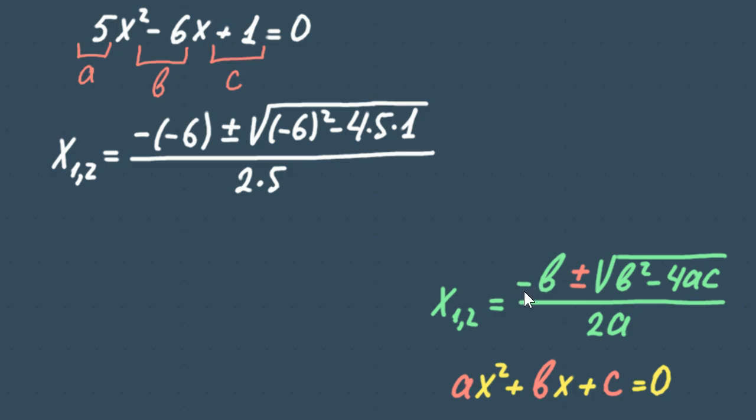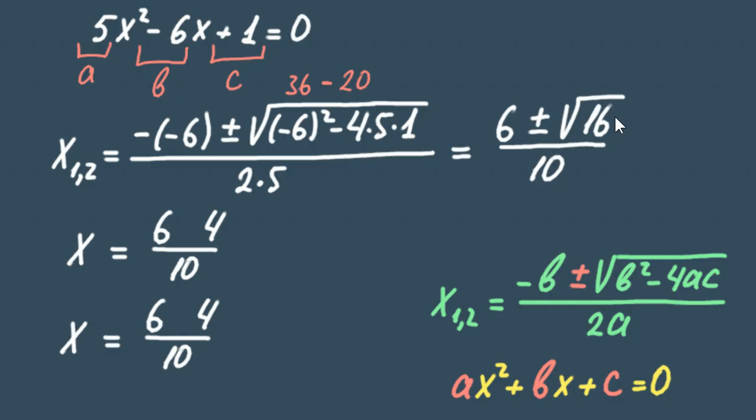In front of b we have a minus sign. And another minus stands in the equation. Here we get two minuses, and they need to be replaced by a plus. Under the square root, -6 in the second power is 36. And -20. The square root of 16 is 4.